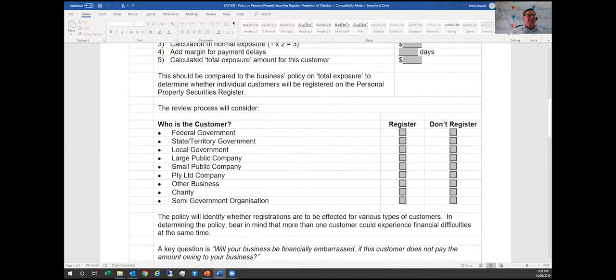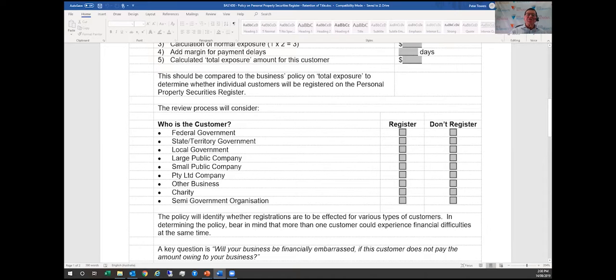But who is the customer? And we've got some indications there of federal government. Well, I hope you haven't got to register the federal government or any of their departments. And the same comment applies for state and territory governments, I hope. And local government, well, in most parts of Australia, I like to think that local government are going to be safe also. Then we get into large public companies, and that starts bringing in some real judgment. Obviously, there are some very valuable listed public companies, which I don't think you necessarily should be encouraging clients to register.